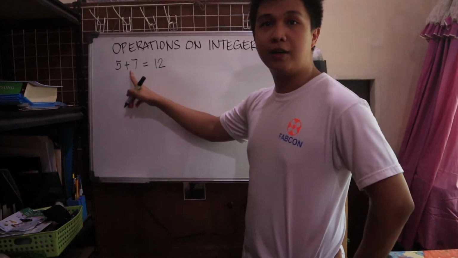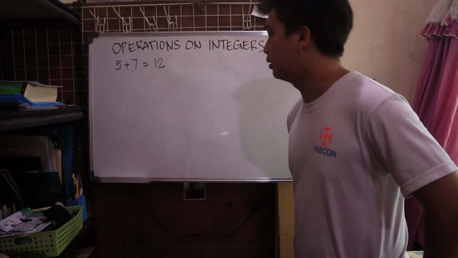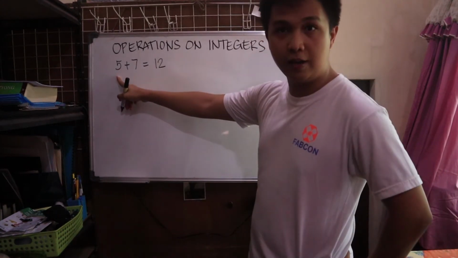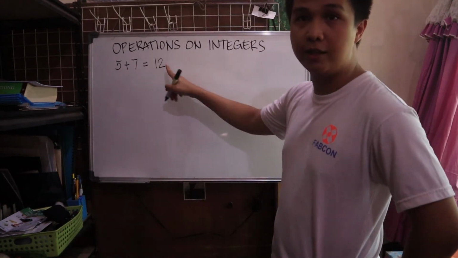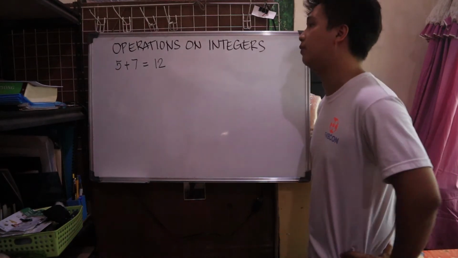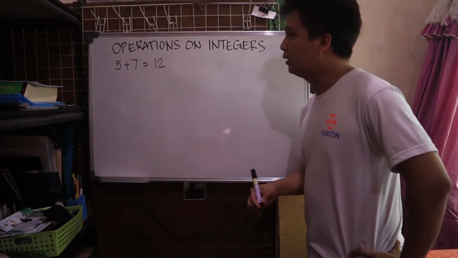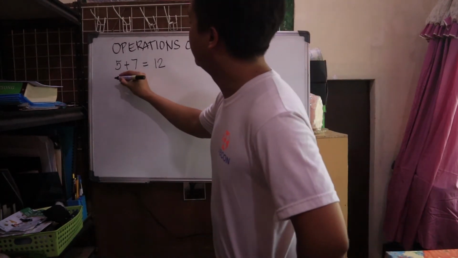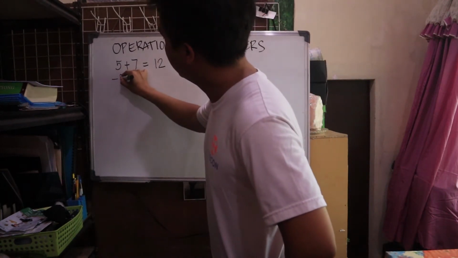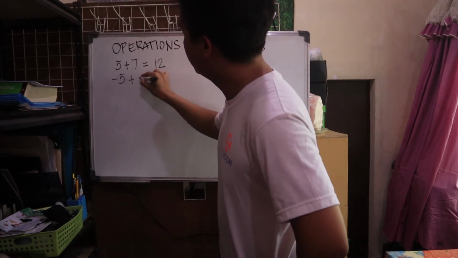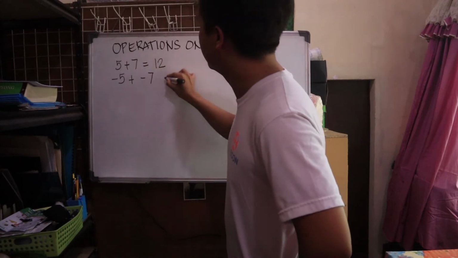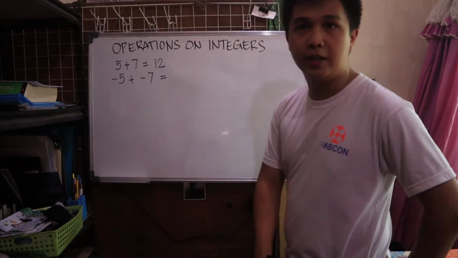Pero ang 5 and 7 are positive integers. So this is positive 5 and this is positive 7. If you add them, the answer is also positive 12. Now, let's try negative integers naman. So for example, negative 5 plus negative 7 equals, how much is it?